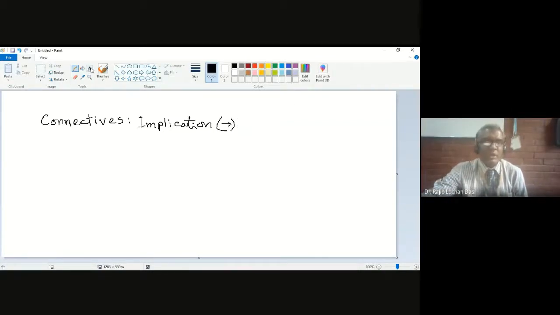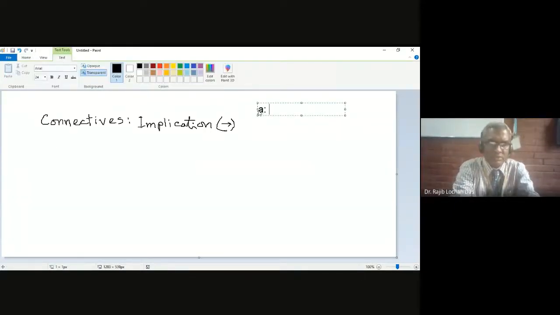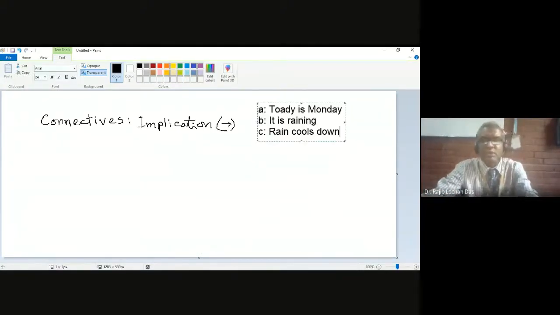Let us have the example propositions again. A is today is Monday. I'm taking the same example every day because we are not finished with the topic. B is another one: it is raining. That is the second proposition. The third proposition C is rain cools down. So these are the three examples.